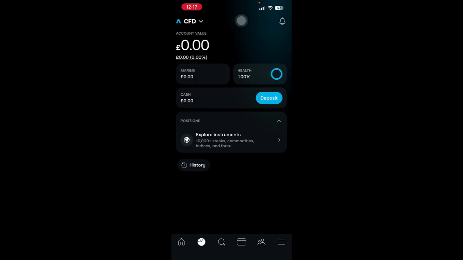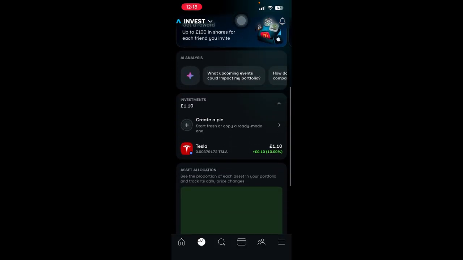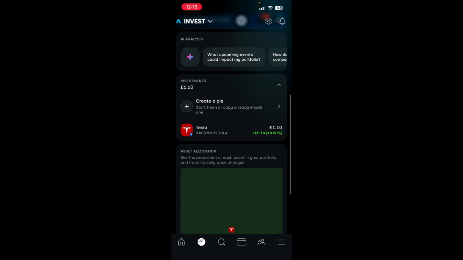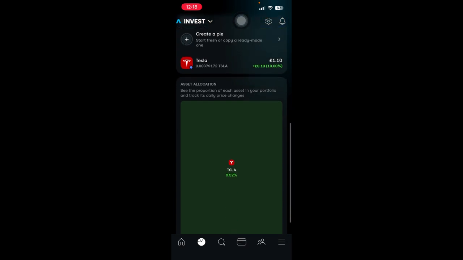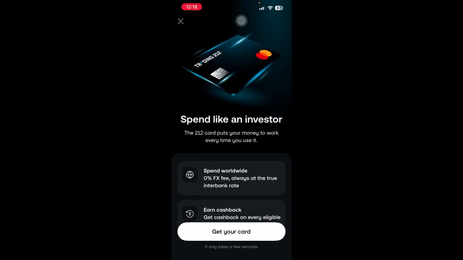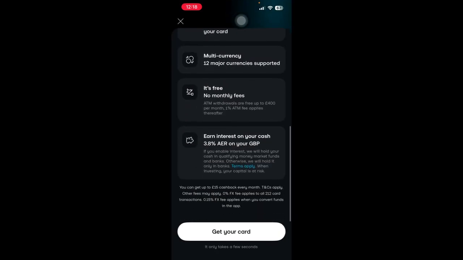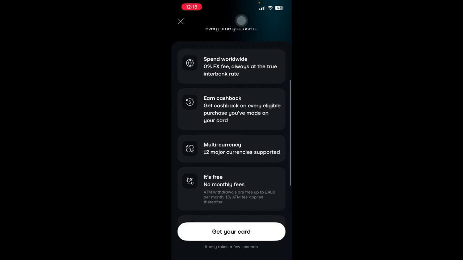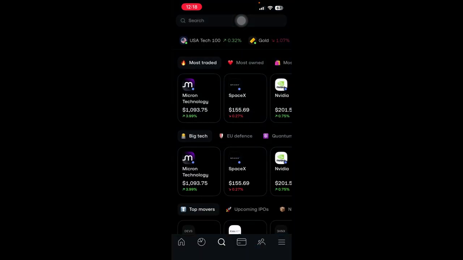And down here you will see your account value. So all of the information regarding your account will be here. So on my investor account, you can see that I have a little bit of investments, 10p from Tesla. And then on the search bar here, we can search for any stocks. Here we can get a Trading 212 card for no monthly fees, earn cashback, spend worldwide, etc.